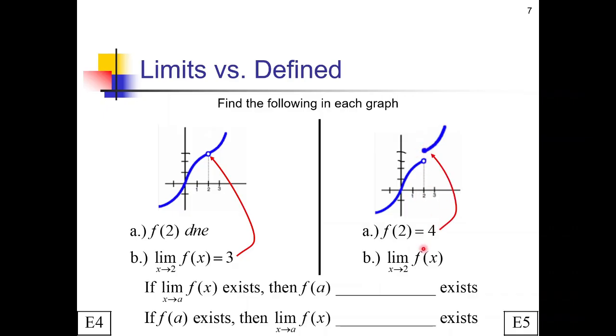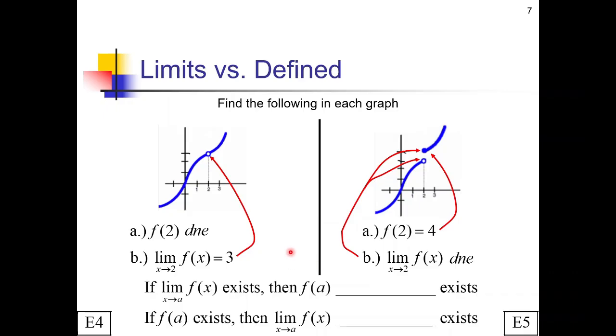Now for the limit, we actually have a different left and right-sided limit. From the left side, we're approaching 3. From the right side up here, we're approaching 4. So because we have these two different y values we're approaching, we're going to say the limit does not exist. If we can't agree on a single number, then there is no answer there.